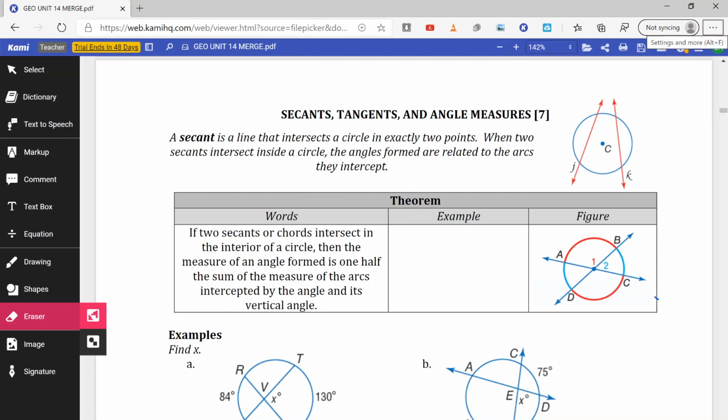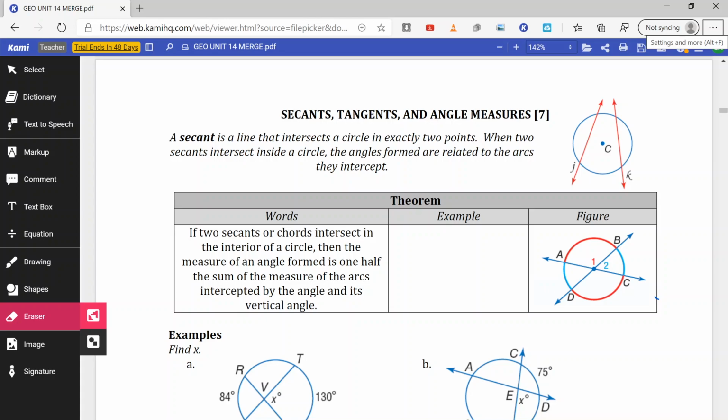We're going to take a look at secants, tangents, and angle measurements when specific scenarios arise. So, a little review: a secant is a line that intersects a circle in exactly 2 points. When they intersect within a circle, the angles formed are related to the arcs they intercept. So, a secant is a line that cuts through in 2 points.